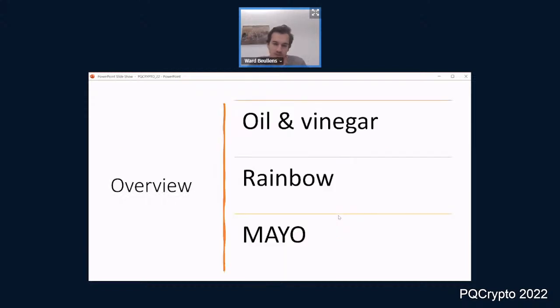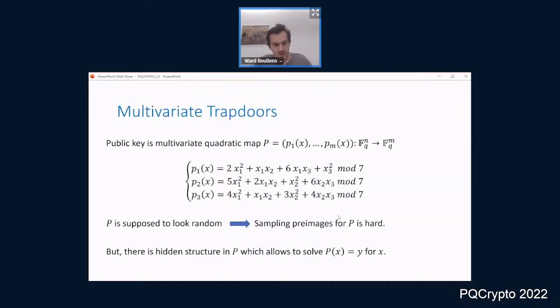Okay, so let's start with oil and vinegar. I already mentioned that it's based on a trapdoor. The public key is going to be this map P, which is a multivariate quadratic map in a number of variables. So here's an example. It's just a number of multivariate quadratic polynomials over some finite field. This one has 3 polynomials in 3 variables. And this trapdoor function is supposed to look random, which means that finding preimages for this function is going to be hard, because we believe that the MQ problem is hard.